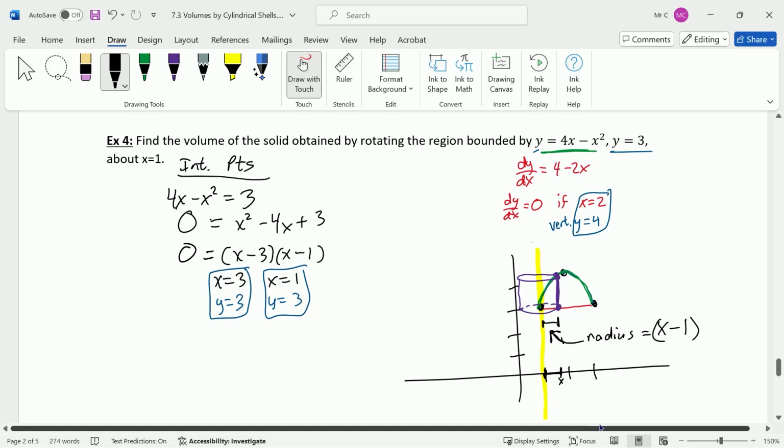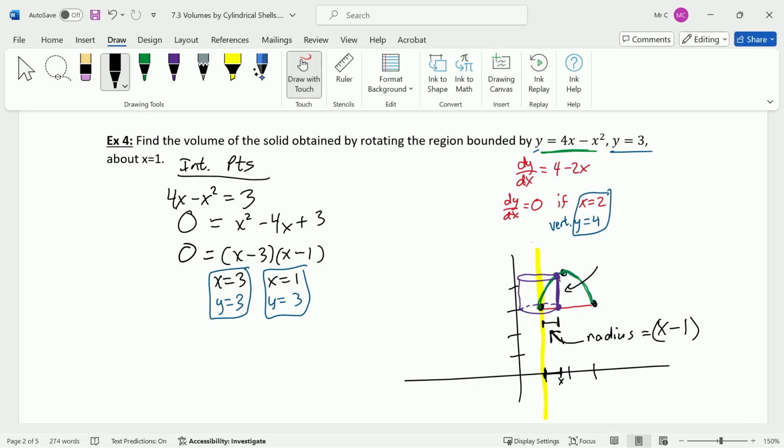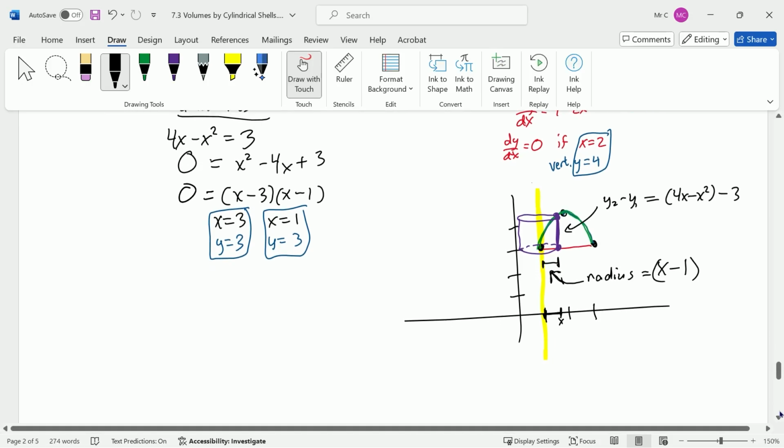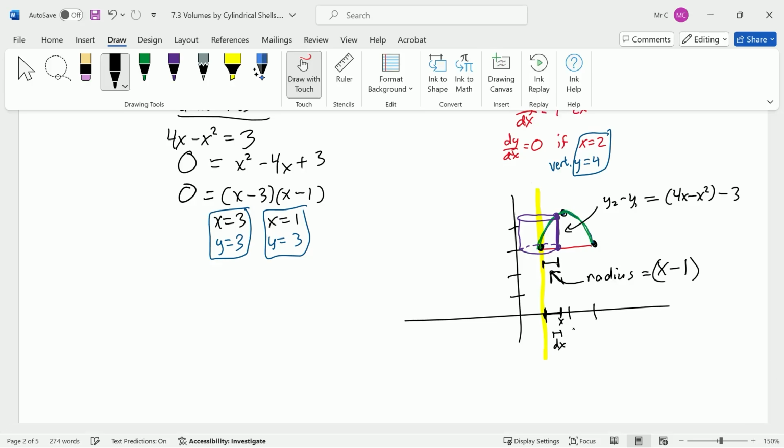Okay, so now we've got our radius, but we need our height. So our height is the vertical distance between these two things. So that's like y2 minus y1. And the top function is 4x minus x squared minus the bottom function, which is 3. And of course, I think it's pretty clear that the thickness of the cylinder is dx.